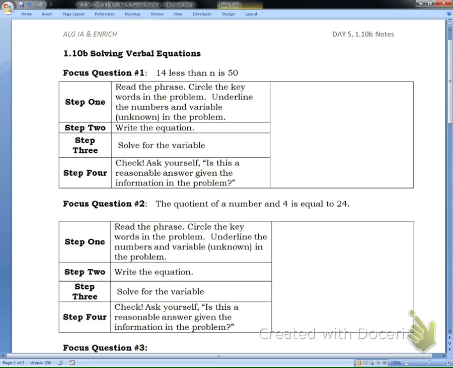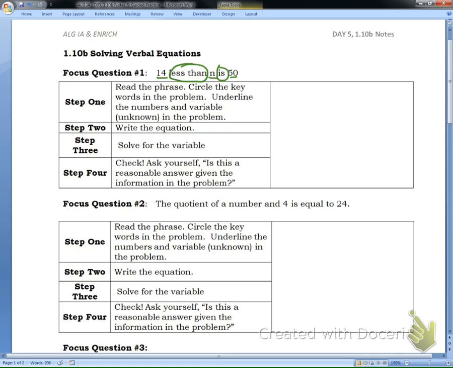What are the keywords in "14 less than n is 50"? Well, you can circle the words "less than," and remember what "than" means, and the word "is." Then underline the numbers, the ones you know in the problem. So we underline the 14 and the 50, we do know those numbers, and our variable, in this case, they tell us which letter to use, n.